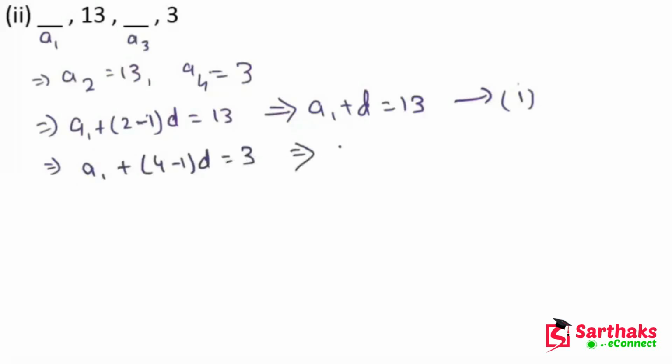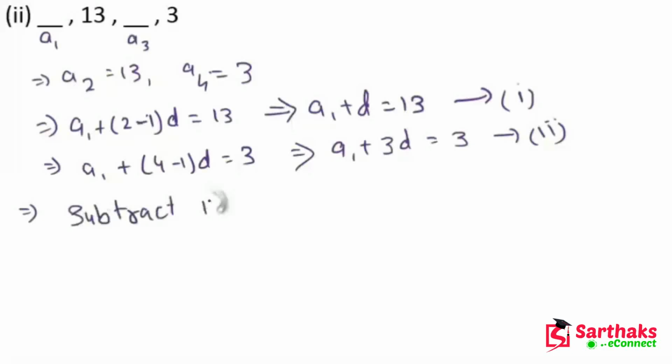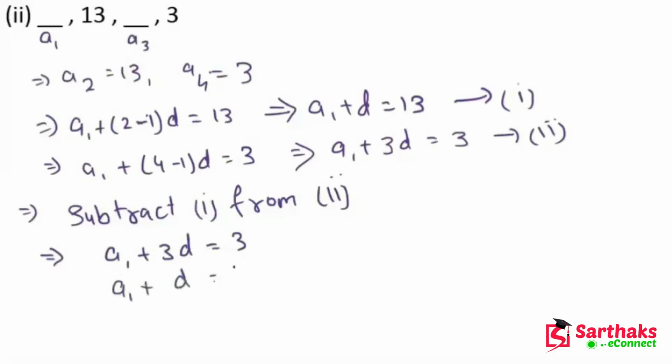We can write it as A1 plus 3D equals 3, and this is our second equation. Now if we subtract the first equation from the second, then we get A1 plus 3D equals 3, no doubt, and here is A1 plus D equals 13.